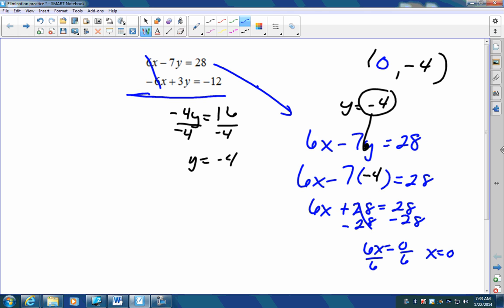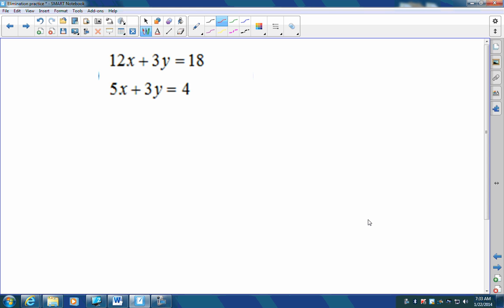Because if you put this 0 in for x and negative 4 into y in that top equation, it will equal 28. If you put it in the second equation, it will equal negative 12. That's how you can check, by plugging it in. All right, the second one.